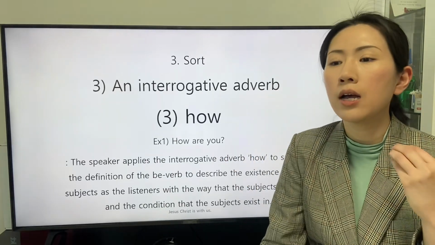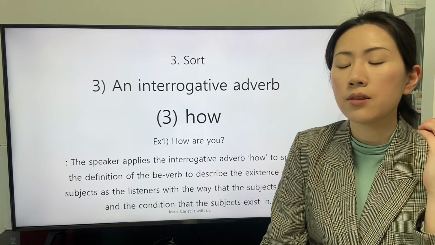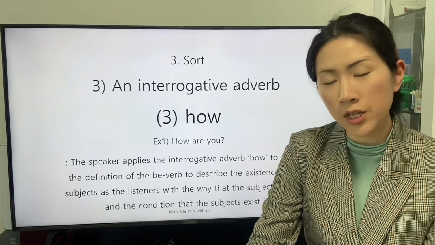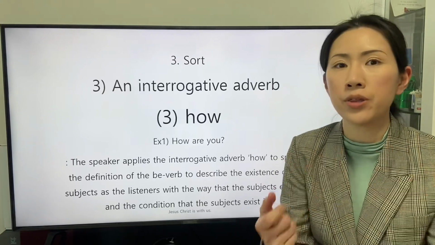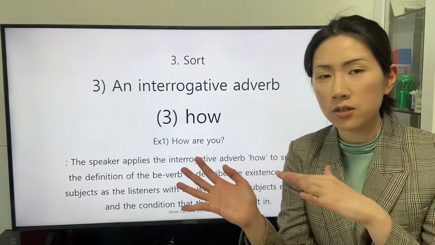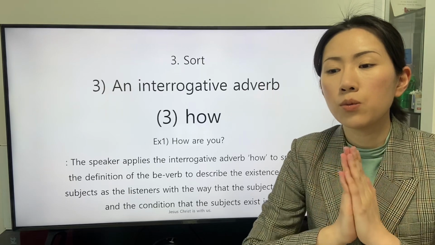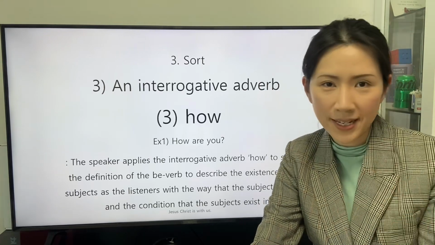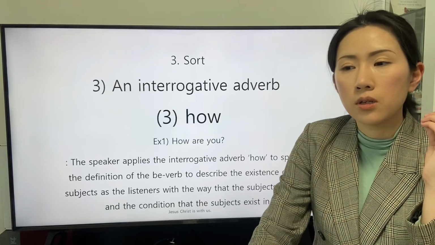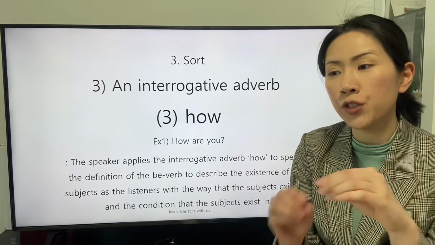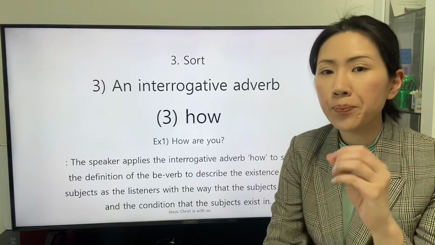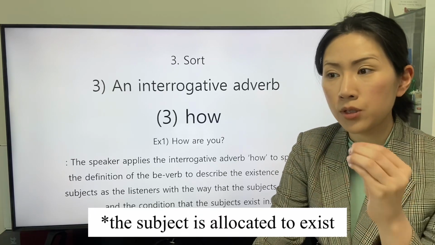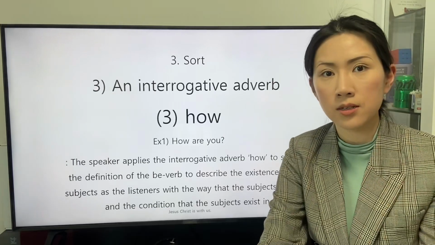As a Christian, I think that the first conversation is to figure out whether we are with Jesus Christ or not, because with Jesus Christ, we are happy. The speaker intends to figure out the way that the subject exists at the present.